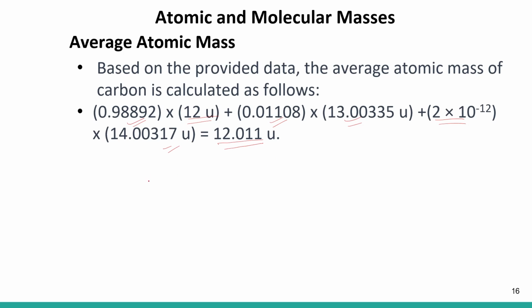So you can summarize this formula like this. Suppose I represent the relative abundance with A_i, and this is the atomic mass unit of isotope i, where i goes from 1 to the number of isotopes. Using this formula, we can calculate the average atomic mass.